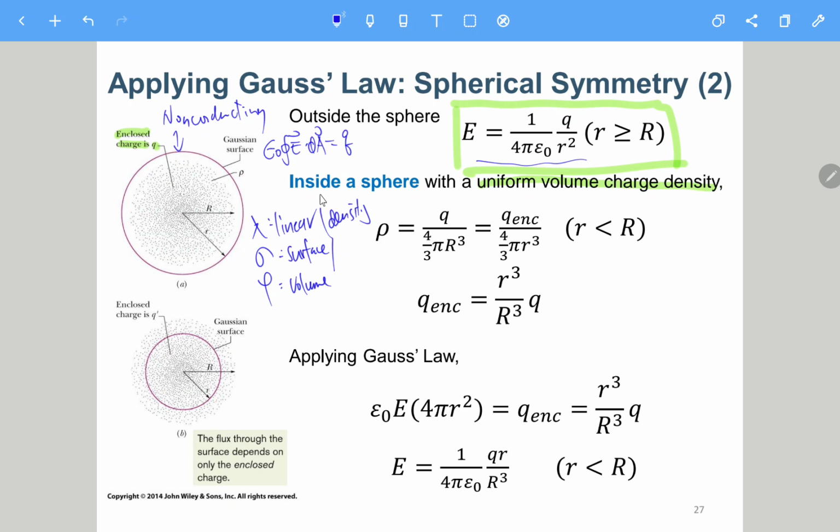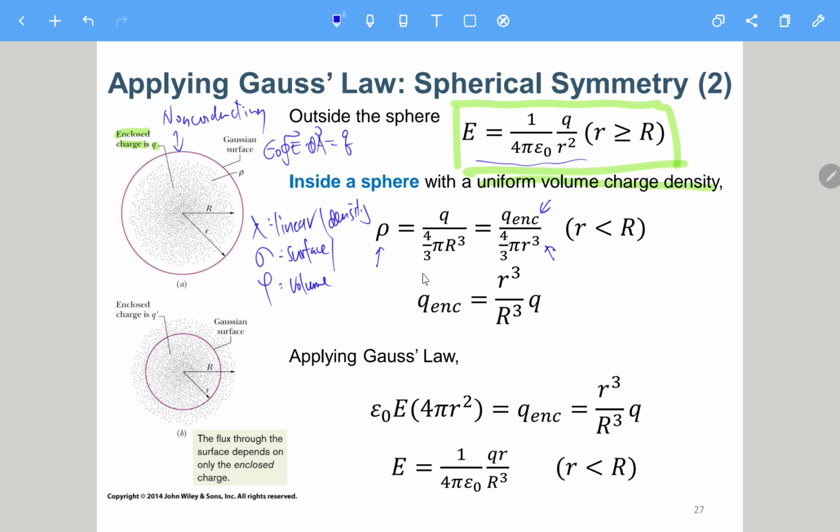The tricky part is when we consider the E field inside the sphere. Here we imagine a Gaussian surface with a smaller radius than the radius of the sphere. This is the Gaussian surface we will use. For this Gaussian surface, we also try to find the Q enclosed. So far we don't know it yet, so we just denote it as Q enclosed, and we divide it by the volume. This charge divided by the volume will be the volume density.